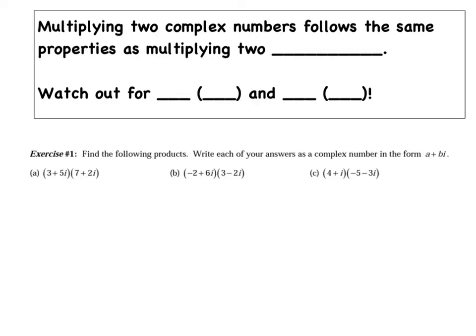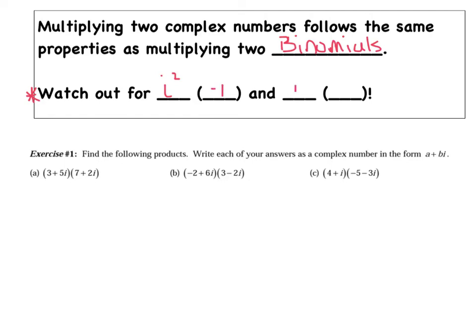Now, multiplying two complex numbers follows the same properties as multiplying two simple binomials. And by that, I just mean, like I said in the last slide, if you feel good about foiling, you're going to be in great shape. Now, a couple of keys here. Watch out, and let's put an asterisk next to this. Watch out for i squareds. You never ever want to leave an i squared in your final answer. Always substitute a negative 1 in for the i squared.